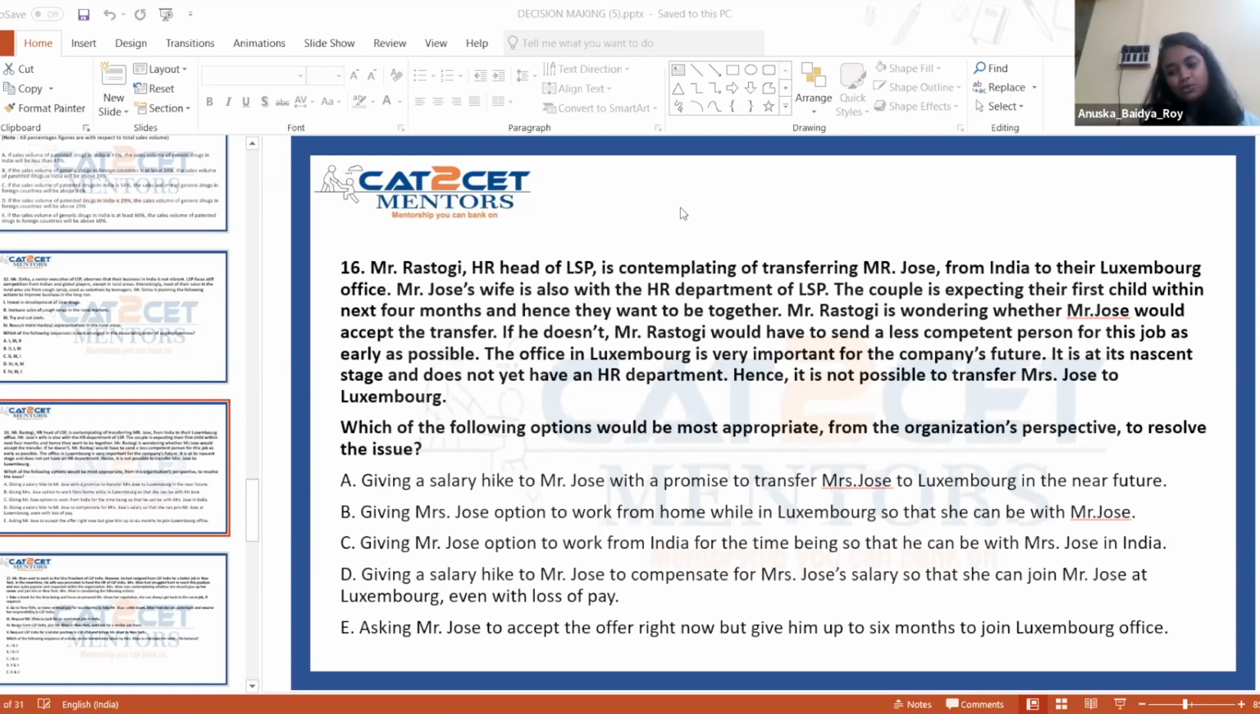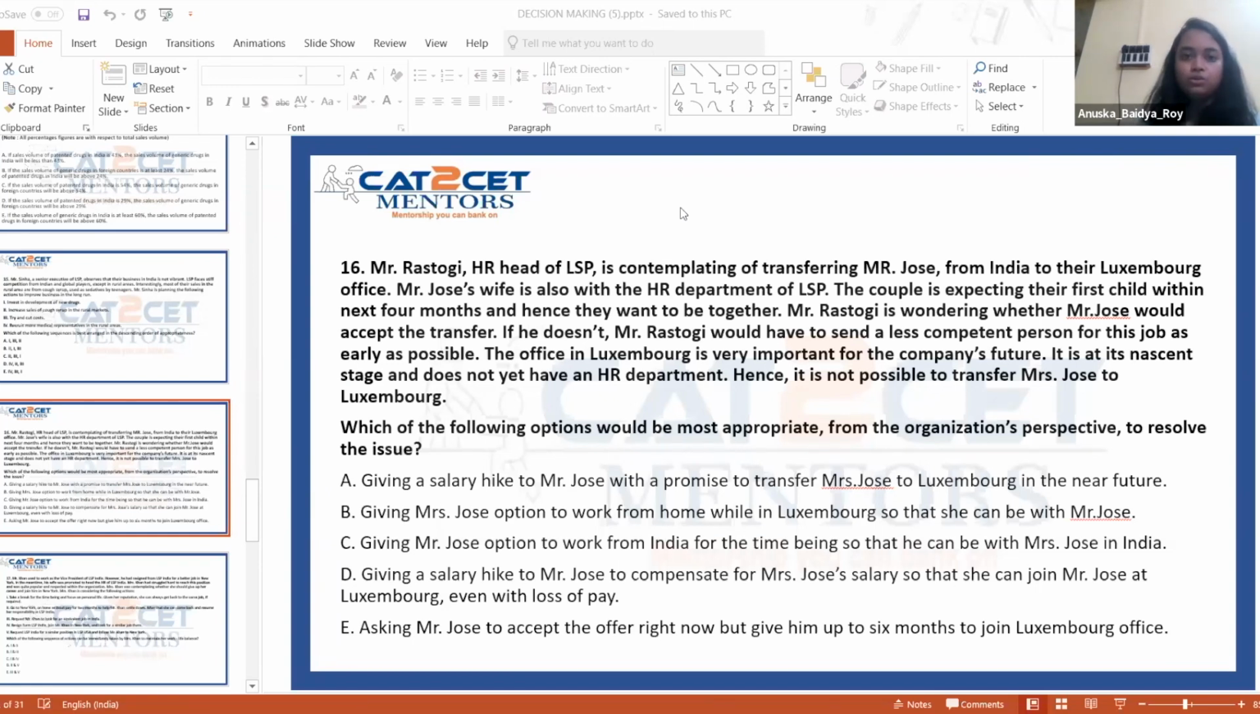Okay. Now, between these two, think of this. Now we ask him to join, they stay here for 6 months. The child is born in 4 months, and then when he will be leaving, the child would be 2 months old. Obviously, not a good time to ask a person to leave this family alone, right? So in 6 months, we ask him to join the Luxembourg office. We are not telling anything that we will take responsibility of the wife, we will be sending her, keeping her, nothing. Okay. While in B, we are saying that Mrs. Jose will be given the option to work from home. She can stay with him in Luxembourg. They can stay together, take care of the child, and everyone is going to be in a win-win situation.